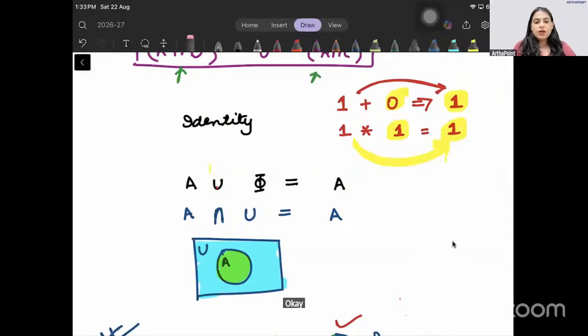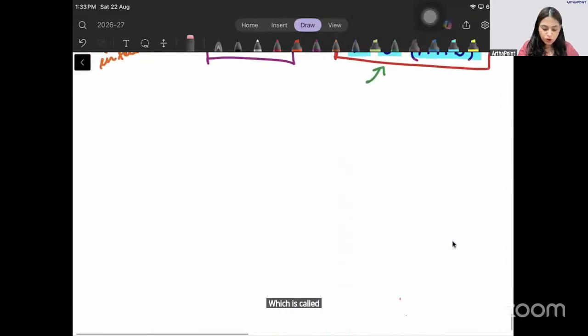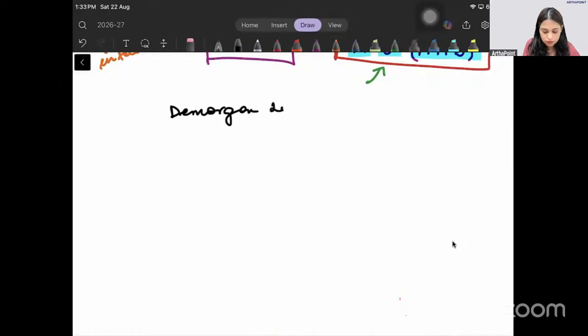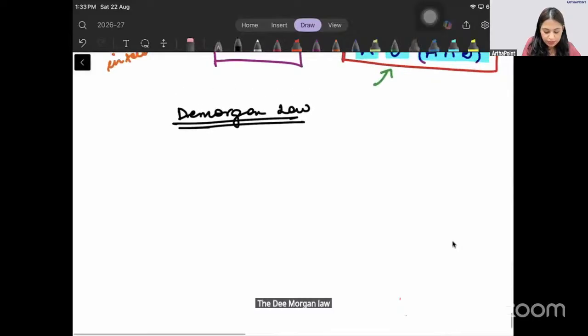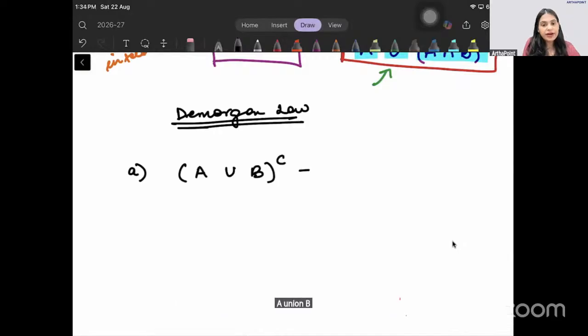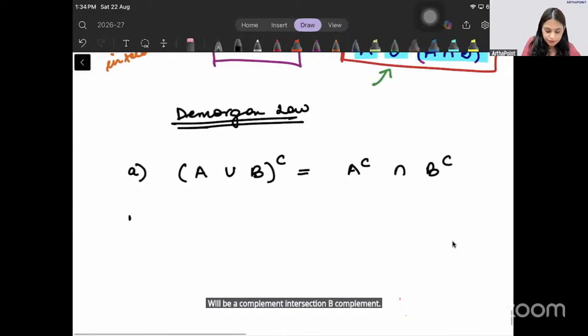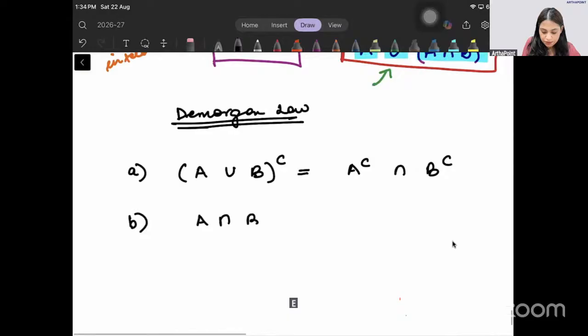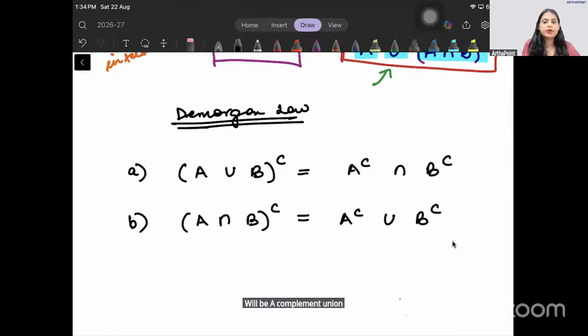Okay. Now, let's talk about one of the important laws, which is called the De Morgan law. The De Morgan law says, you can remember these two versions: the complement of A union B will be A complement intersection B complement. The complement of A intersection B will be A complement union B complement.